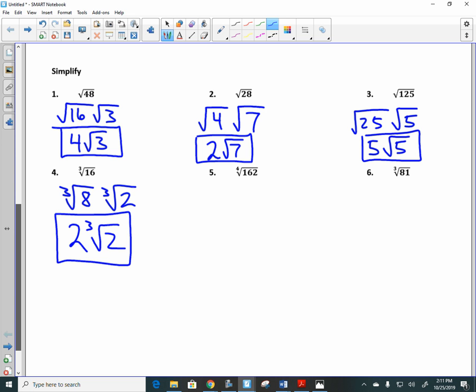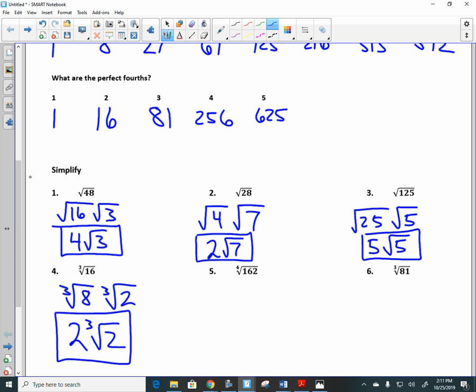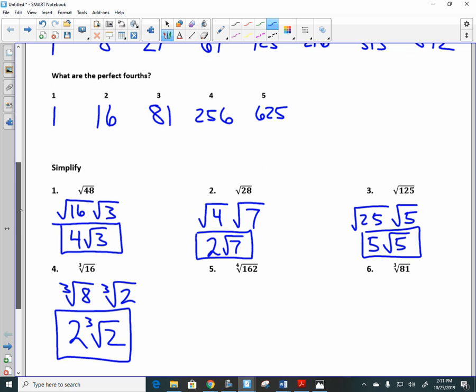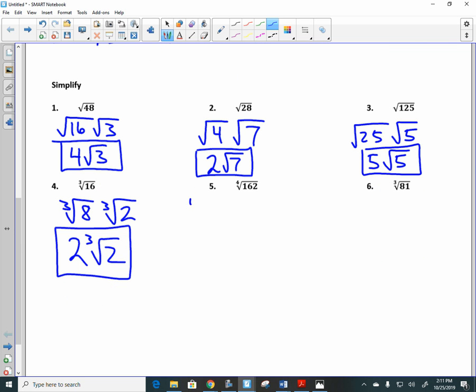What's different about number 5? Fourth root. I look for the fourths. Do you see one here that divides evenly into 162? 81 goes in twice. Fourth root of 81, fourth root of 2. As JGL said, the fourth root of 81 is 3. Fourth roots of 2.